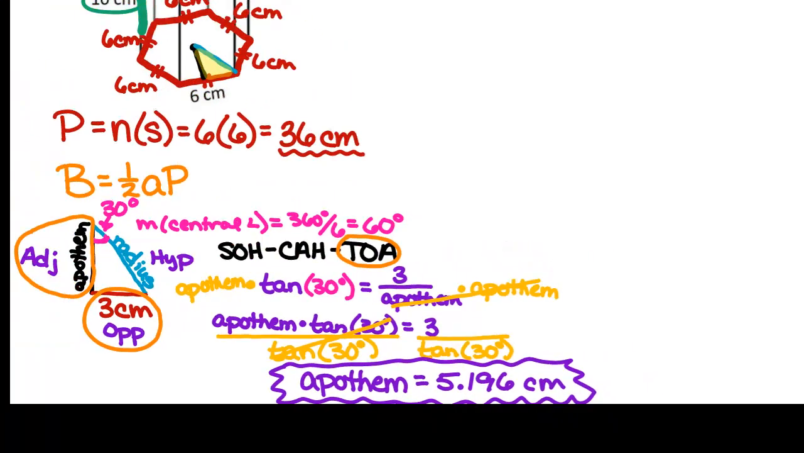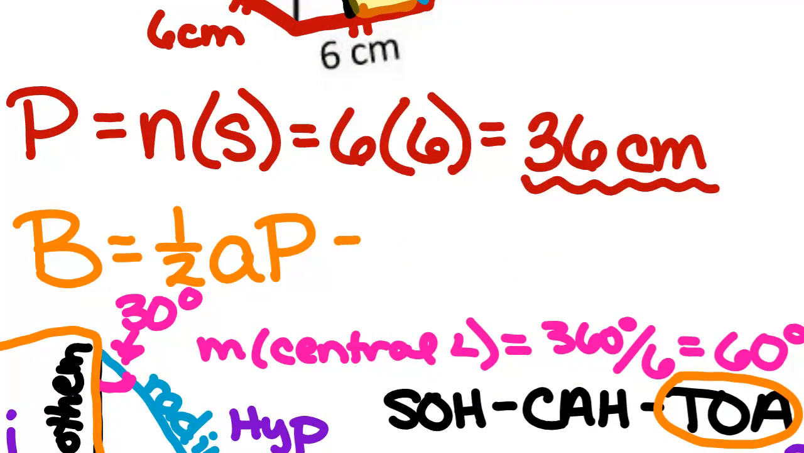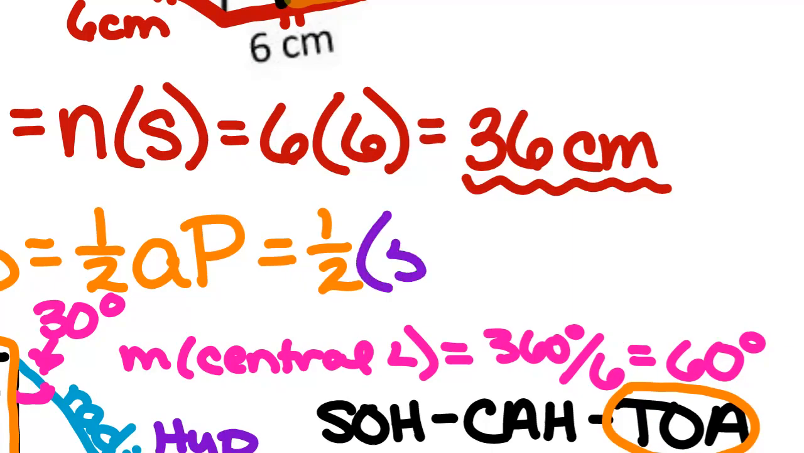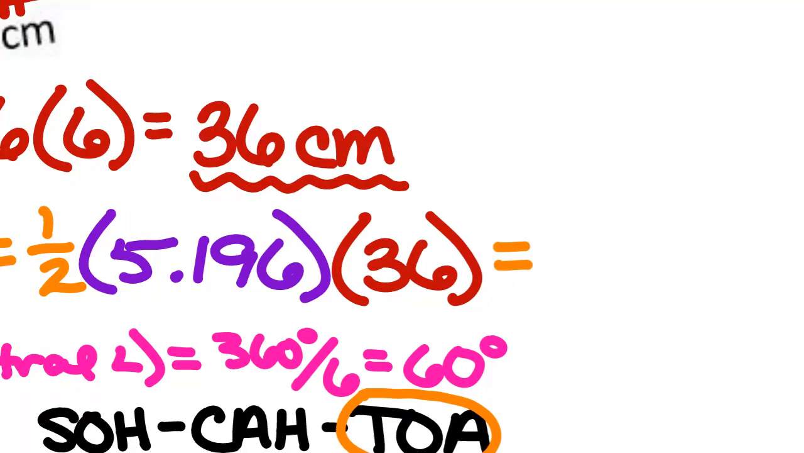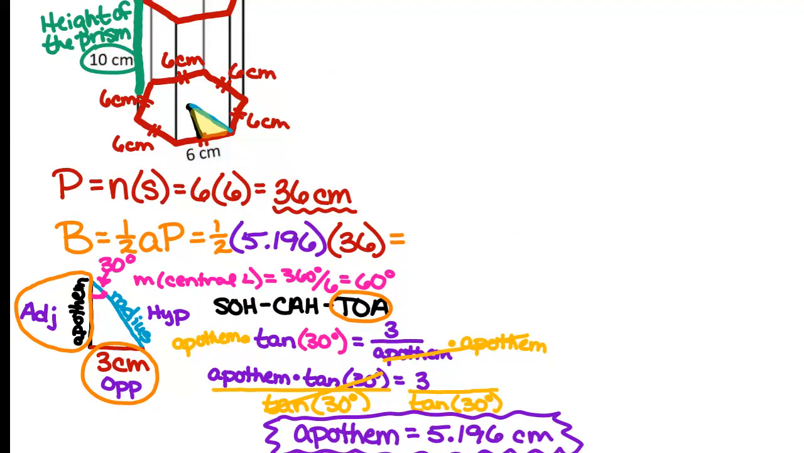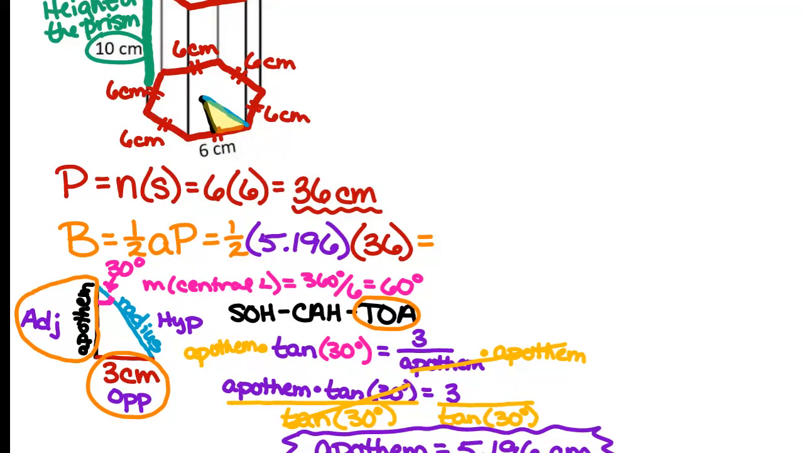So we're going to use this right here to find the area of our base. We would have 1/2 times 5.196 times our perimeter of 36. What do we get when we multiply 1/2 times 5.196 times 36?